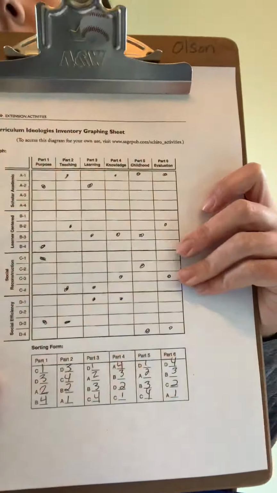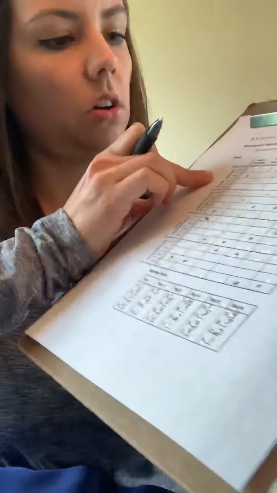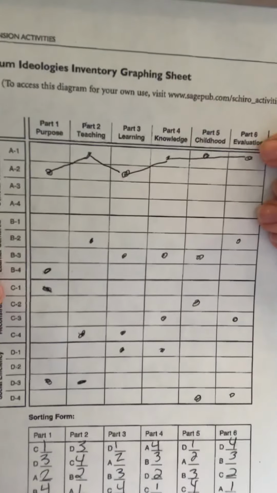You will start to see some trends. And then when you're all done with your plotting, you're gonna look at each section. So this is one section here. It's called the Scholar Academic. And you're gonna draw lines between your dots to make a line graph, just like that.